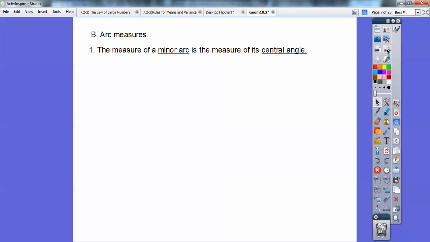Arc measures. The measure of a minor arc is the measure of its central angle. Here's a picture. If this central angle is 85 degrees, then this minor arc right here is also 85 degrees. Here's another definition. The measure of a major arc is 360 degrees minus the related minor arc.